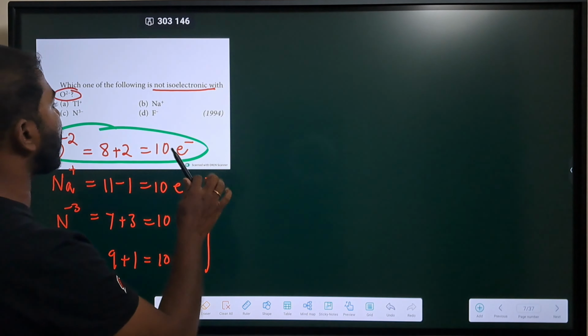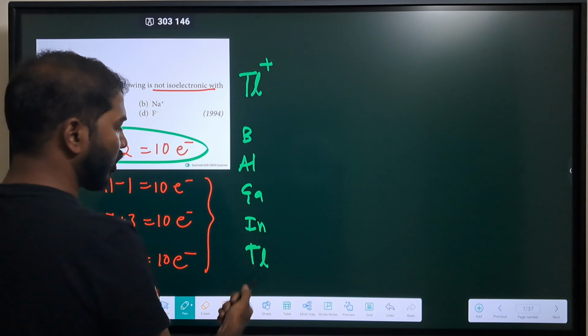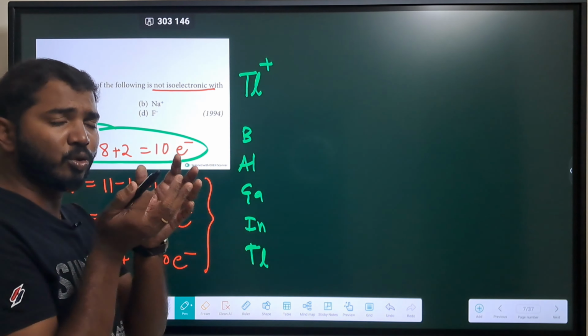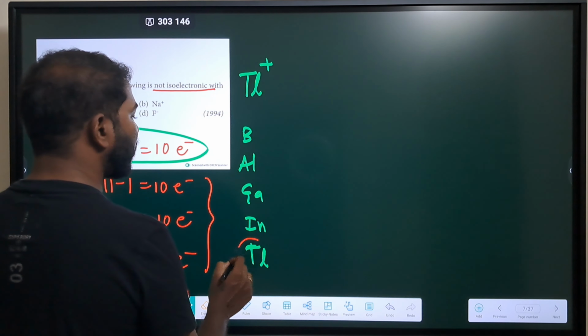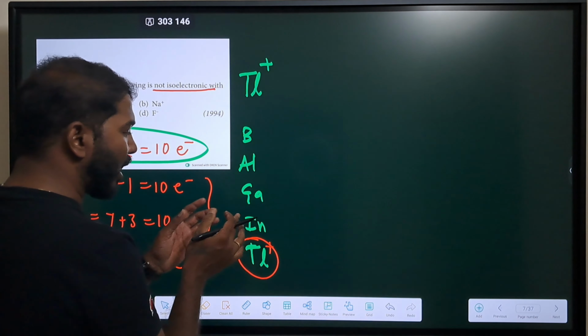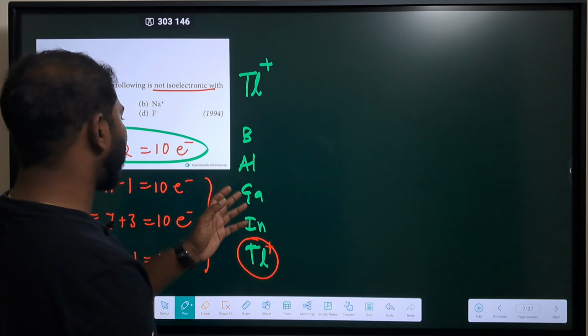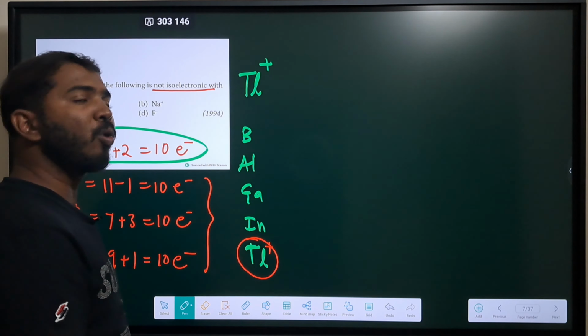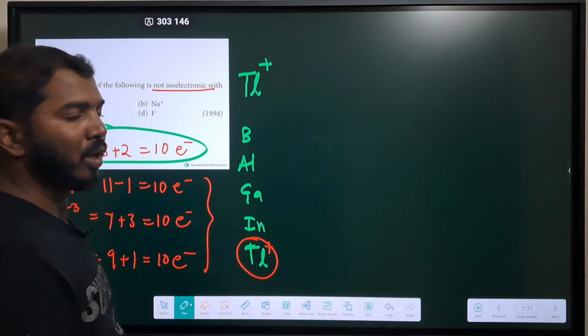If we come back to our Tl plus, thallium plus, actually thallium is present in group 3A. We have boron, aluminium, gallium, indium, thallium. Okay, thallium is actually present in the 6th period of the periodic table, whose atomic number is very much bigger. Okay, so obviously this is our option. So even after removing one electron from an element with such a big atomic number, it will still have more electrons, obviously not 10 electrons. So that will be the answer for this question. Hope you understood.